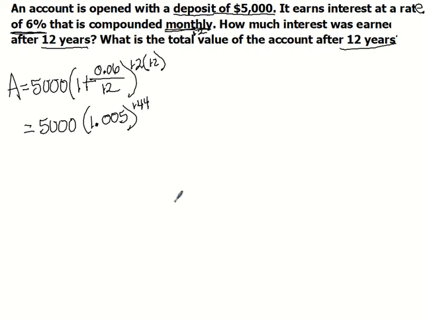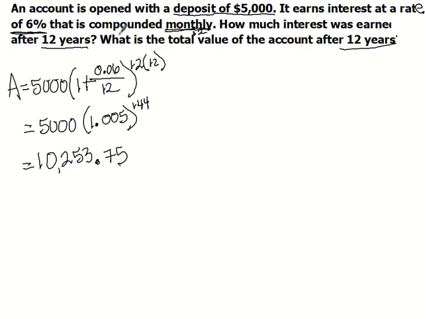So this is where I definitely need my calculator. We're going to raise it to the 144. It's 2.05 blah, blah, blah times 5,000. And so we would get 10,253.75. So that's our first question. This is after 12 years. This is how much I earn.